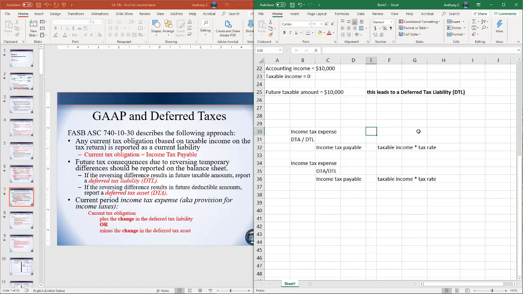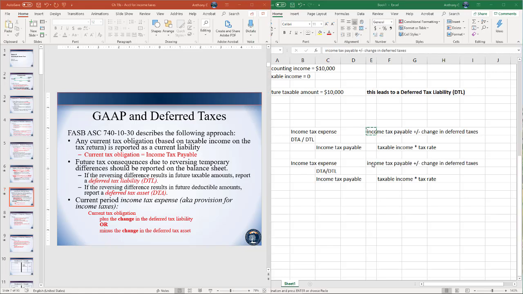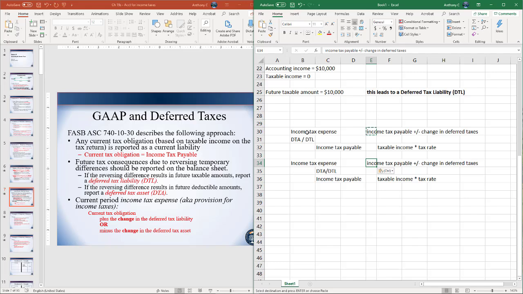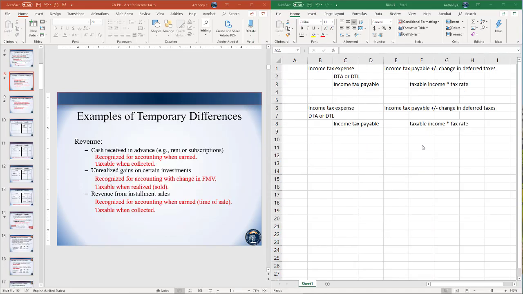So for income tax expense, we're going to start with our income tax payable, and we're going to add or subtract, so plus or minus, the change in the deferred taxes. The last thing we need to cover to understand how to make this journal entry is how to keep track of these changes in deferred taxes. The next couple of slides just give you examples of temporary differences. Again, you don't need to memorize these. They're just here to provide a little more structure for you to understand what exactly a temporary difference is.